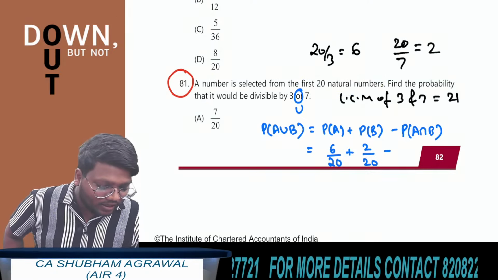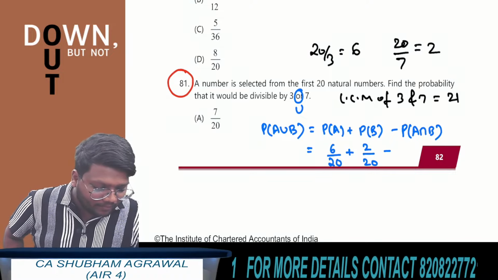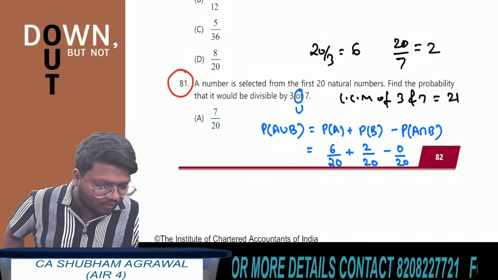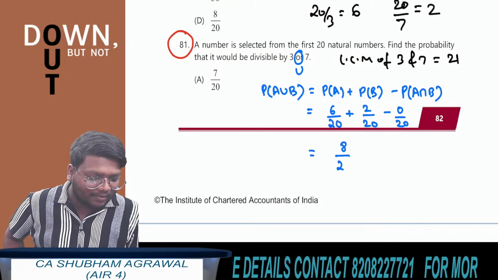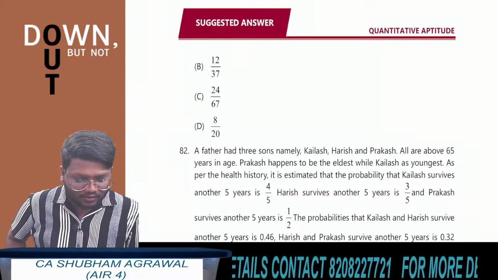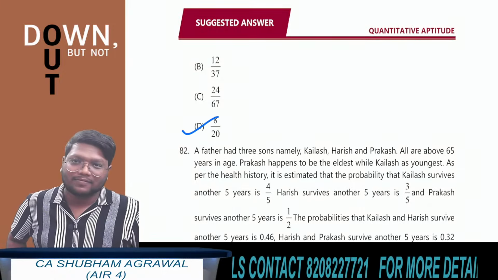So here what we have to write? 0 upon 20. Number of favorable outcomes is 0 and total number of outcomes is 20. So what is the answer? 6 by 20 plus 2 by 20. You can write it as 8 by 20. Which option is correct? Option D is the correct answer. Okay.